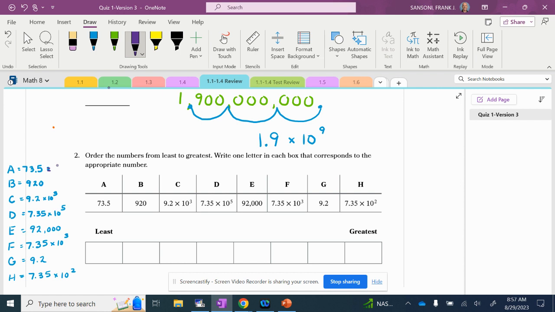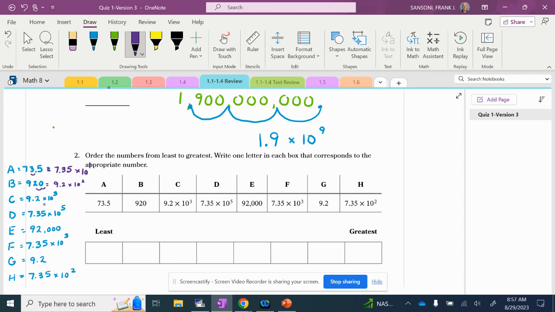it's 73.5. Is that between 1 and 10? No. So I'm going to move it how many times to get this number between 1 and 10? Not very many at all. I'm just going to have to move it once, right? So this number, letter A, in scientific notation is 7.35 times 10 to the first. And then B is also written in standard form. I'm going to take 920 and put that in scientific notation. How many times do I have to move that decimal? Twice, right? So that is 9.2 times 10 squared.